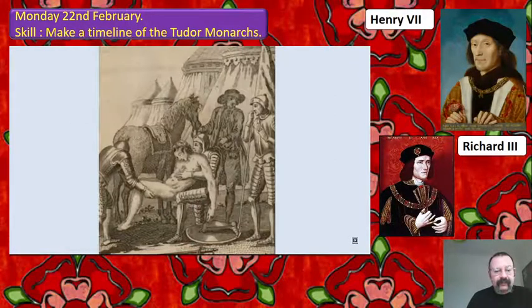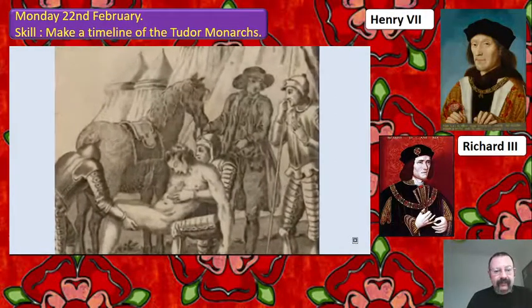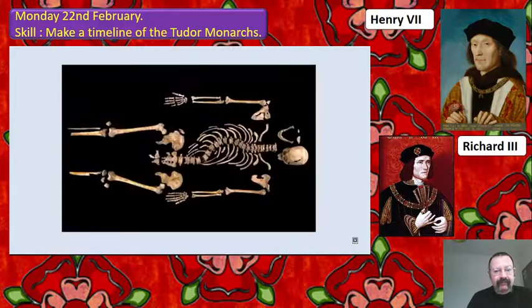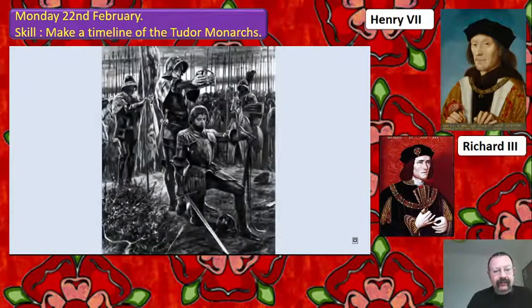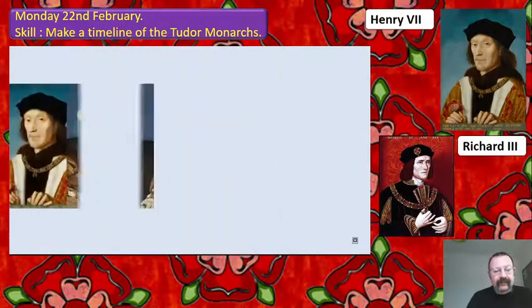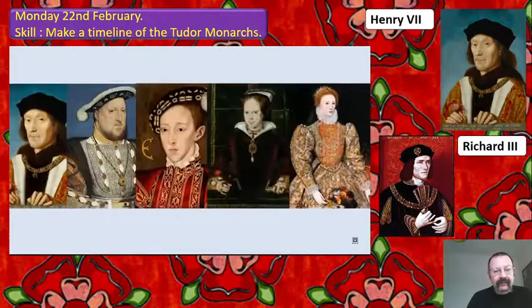Richard's body was paraded publicly and then thrown in an unmarked grave. His skeleton was rediscovered in 2013 under a car park in Leicester. Henry VII was crowned the new King of England on the battlefield, beginning a 100-year reign of the Tudor dynasty.